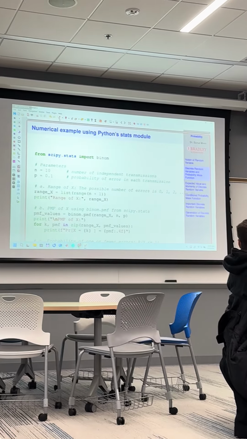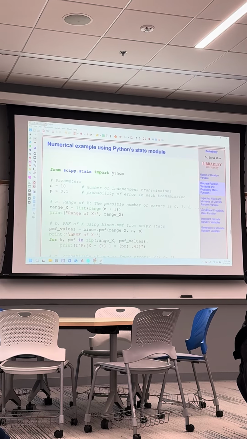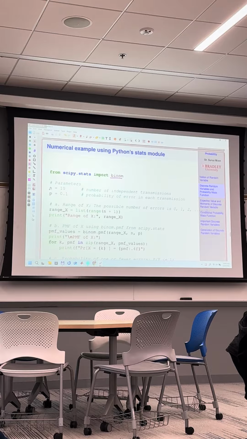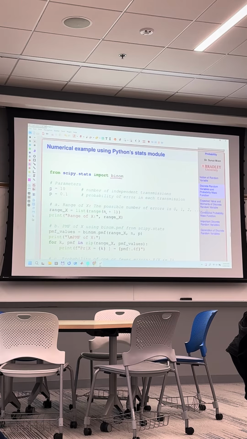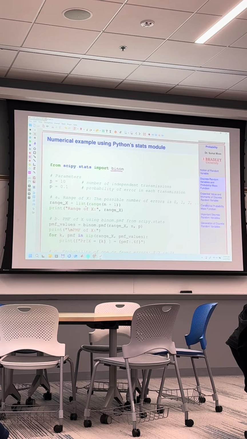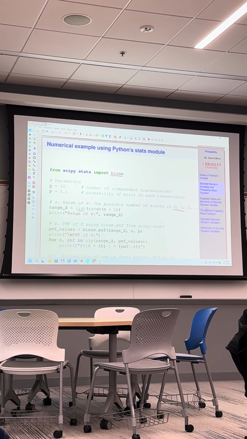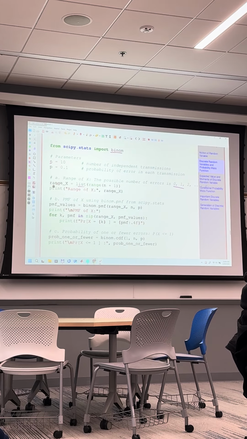Define the PMF using the binom module from the scipy.stats package. You use the binom module that takes two parameters: n equals 10 independent transmissions, and p, the success probability, is 0.1. And then we define the range, list(range(n+1)). N plus 1 means you have 0 to 9. It's going to be listed as 0 to 9.